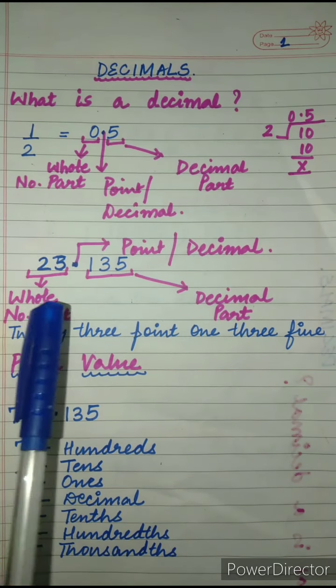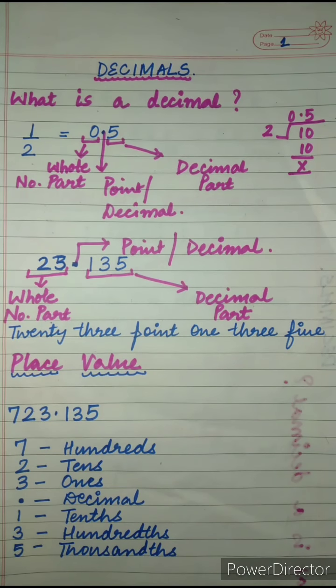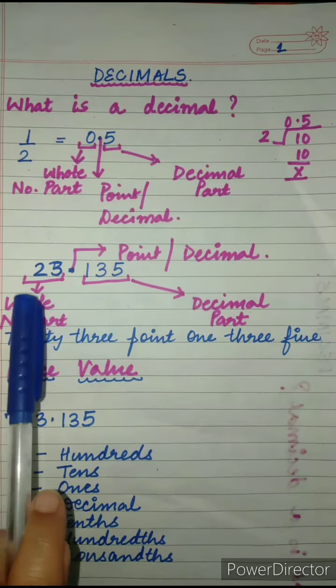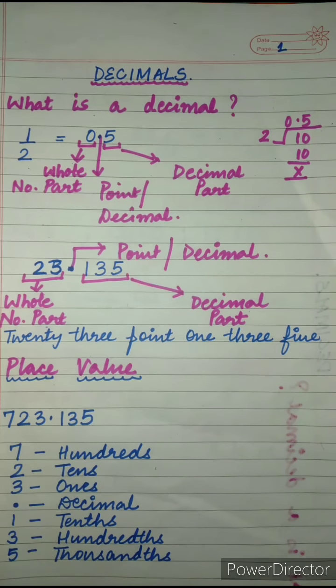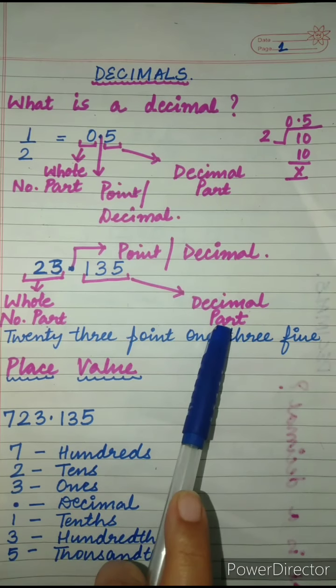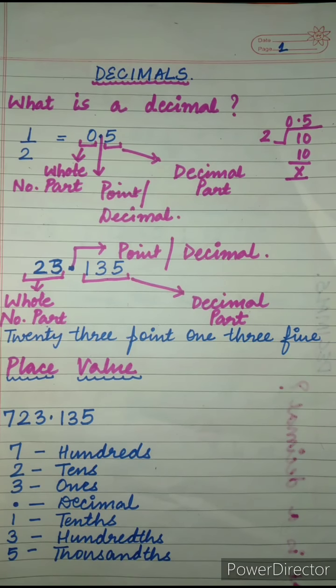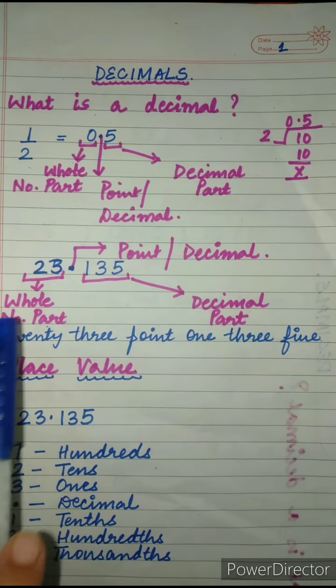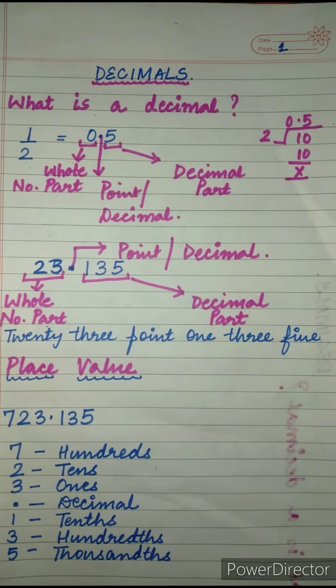Let's take another example, 23.135. If you see, there are again two parts of a decimal number. First we have on the left side of the decimal, that is 23. So 23 is the whole number part, and on the right side we have 135, which is the decimal part of the decimal number, and this is known as the point or decimal. And how do we read it? We read it as 23.135. Now why are we saying it 23.135? Let's see the place values for that.